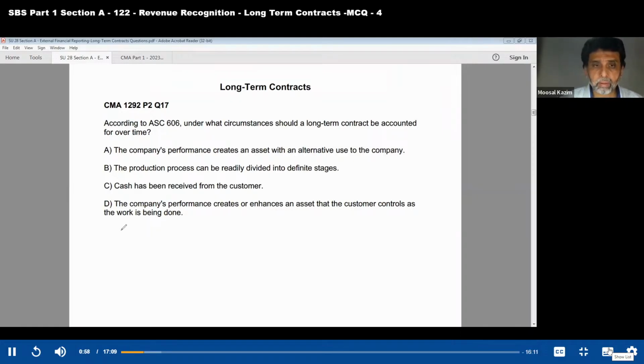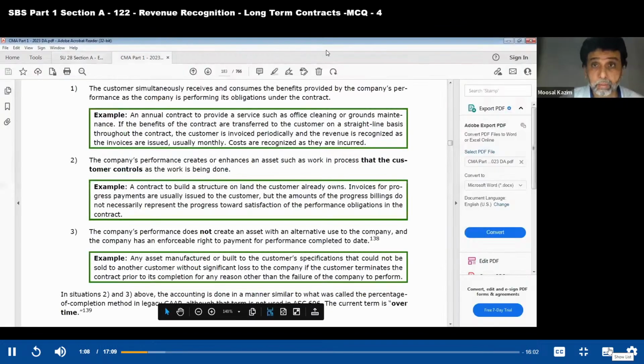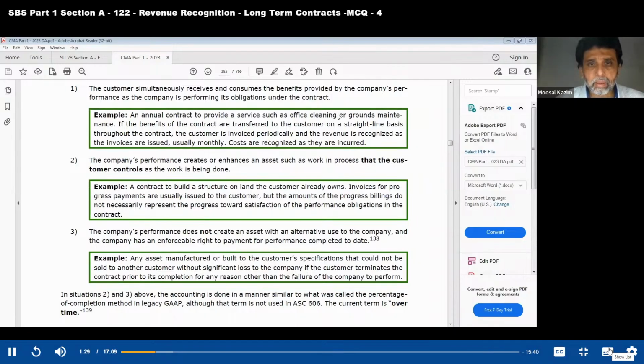Just as a reminder, I will put those conditions again for you to have a look. Here are those conditions. One is an annual maintenance contract where the customer already owns the asset, and cleaning and regular annual maintenance is done on that asset. So the customer is getting the benefits. He consumes the benefits as the company performs them, and the customer is getting the benefit on a straight line basis.